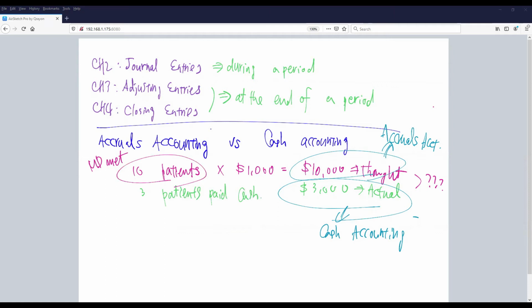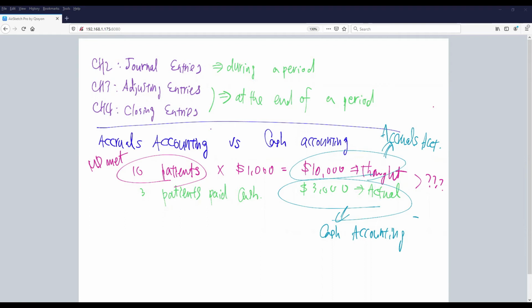When we talk about the revenue, he performed the service for the 10 patients, and he expected that he will get $10,000 based on the accruals accounting. But the reality was the hospital gave him cash that the hospital received, right? So what happened? He ended up receiving only $3,000, right? This is cash accounting. As much as you receive the cash, as much as there are cash transactions, you make the record.